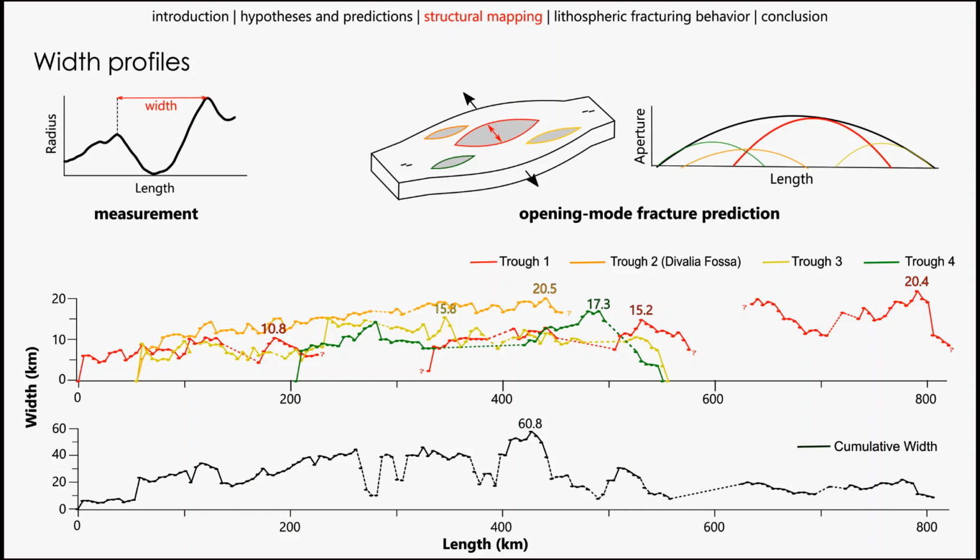The cumulative profile shows a general maximum at the center of the overall length, tapering towards the tips. Therefore, both the individual and cumulative width profiles are consistent with jointing.